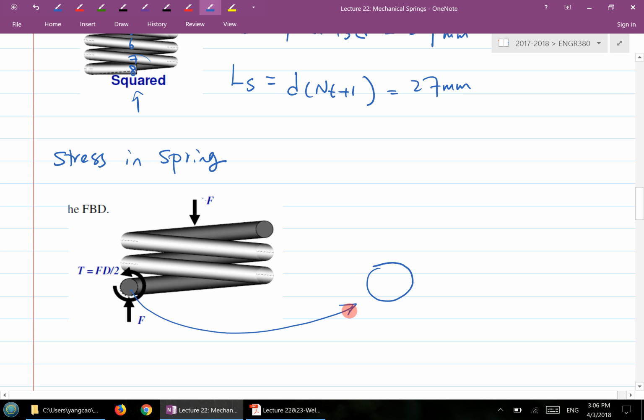Technically speaking, I would have a force going down onto the cross section, and there's a torque going this way here. It's basically the opposite of the free body diagram, the action-reaction to balance out this F. What I draw here is the force and the torque caused by the F at this cross-section area. The torque is F times the distance here, which is half of the mean diameter, capital D.